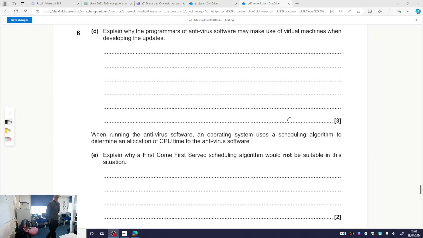That's what they were testing. Right. Someone writes antivirus software. They could make use of virtual machines. How? First thing you got to remember is what a virtual machine is.